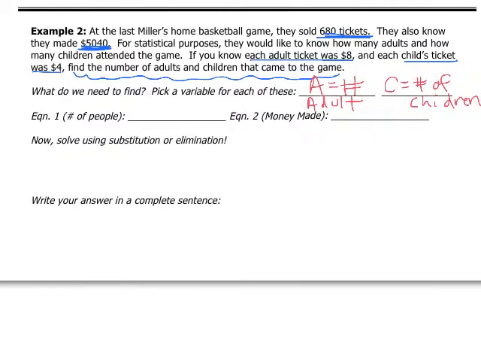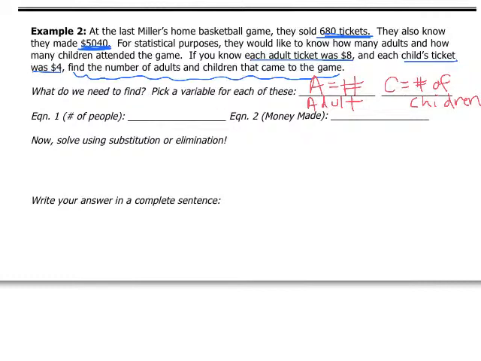Okay, so I put A is the number of adults and C is the number of children. Please be specific here. Don't put A equals adult, C equals child. Because if you put A equals adult, we don't know if that means the price of an adult or the number of adults. It can mean various things. So we need to be specific when we're defining our variables, okay? Because that will help us write our equations.